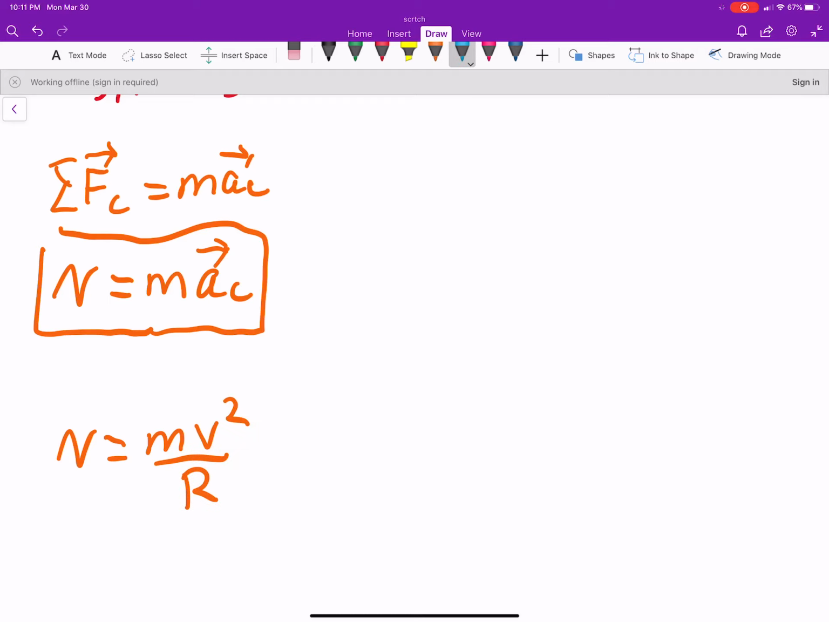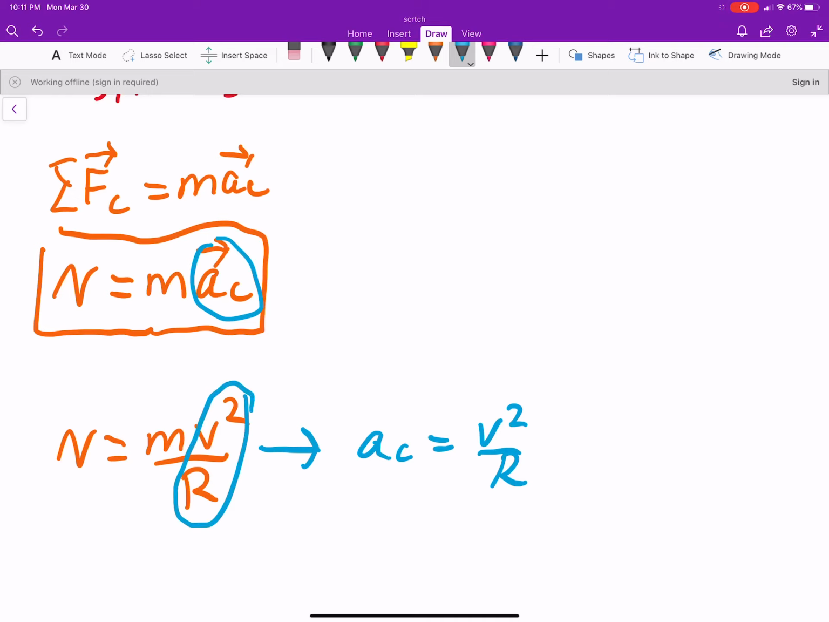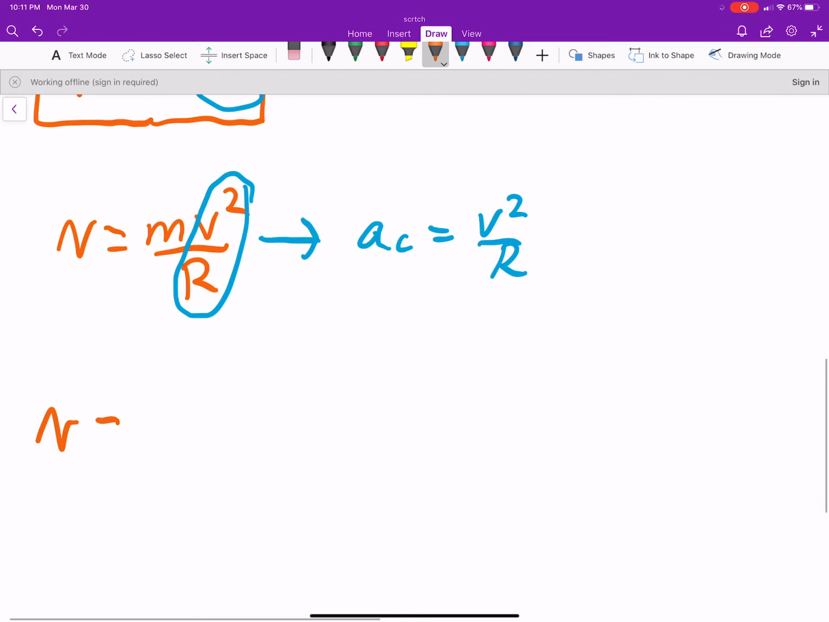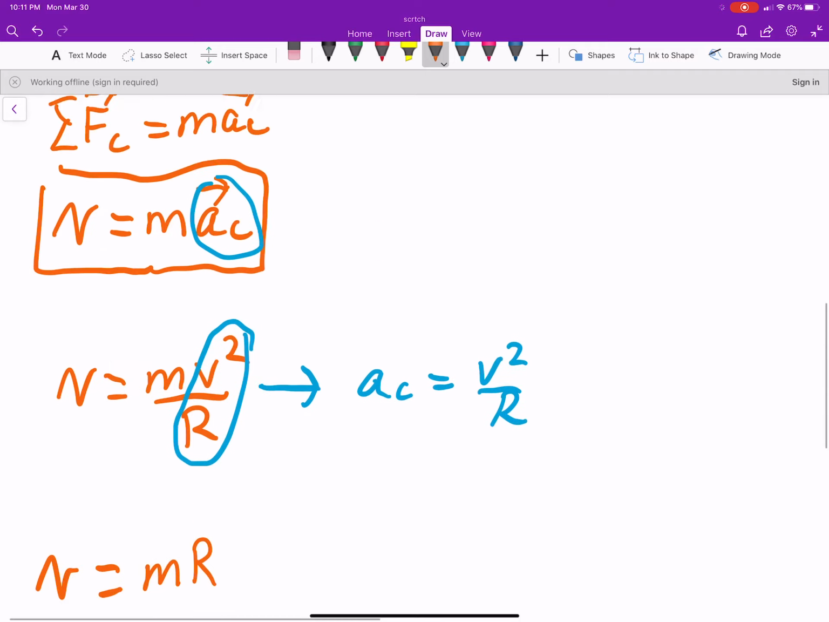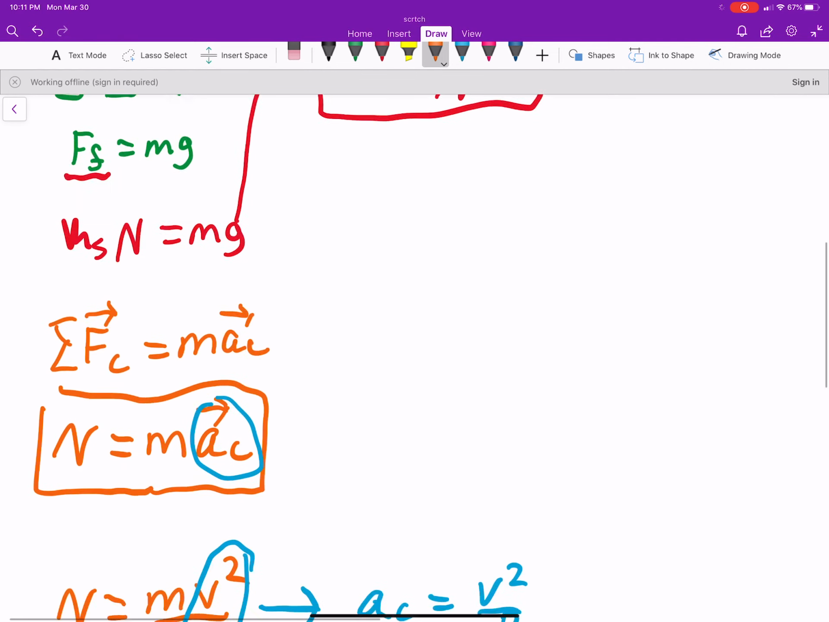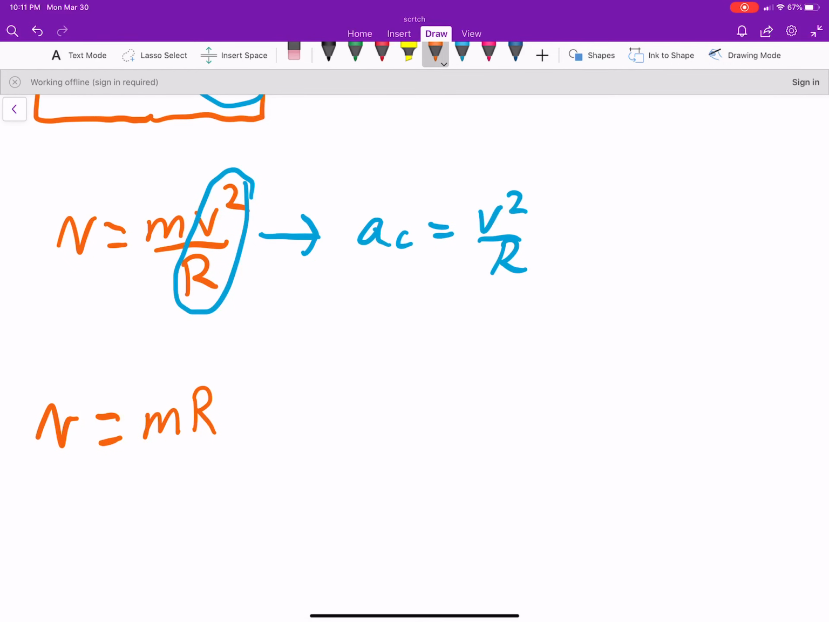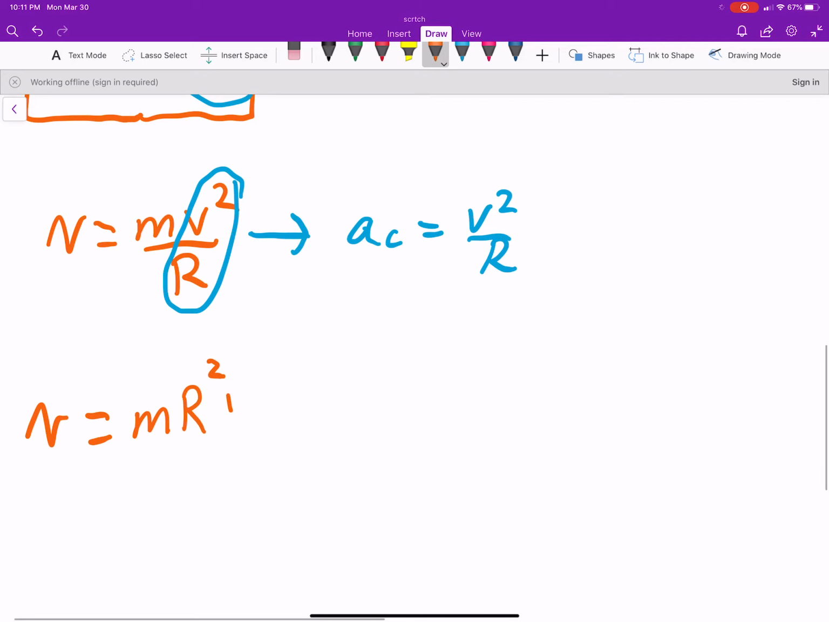Why? Because, I'll just make a note, we're about to do a whole lot of substitution here. Our centripetal acceleration is equal to v squared over r. So I just replaced this with this. Okay, now we can also rewrite this as normal equals m, the radius, which I think is a capital R. They don't give us one, so we'll just call it capital R, times omega squared over r.